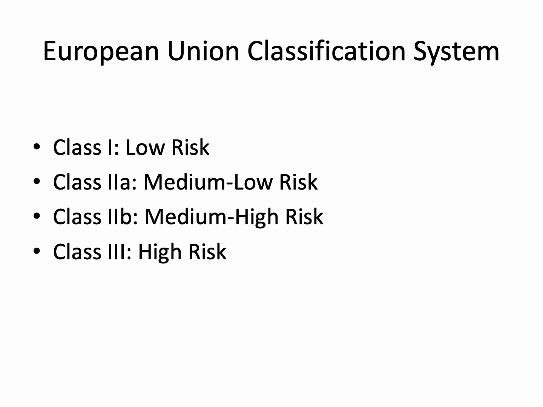Class IIB devices, such as ventilators and bone fixation plates, are medium-high risk, requiring notified body assessment plus quality management system audits. Class 3 devices, including heart valves and spinal implants, are high risk and require comprehensive assessment by a notified body along with clinical evaluation. Understanding EU classification is essential for planning conformity assessment, clinical evaluation, and market entry strategies across European markets.